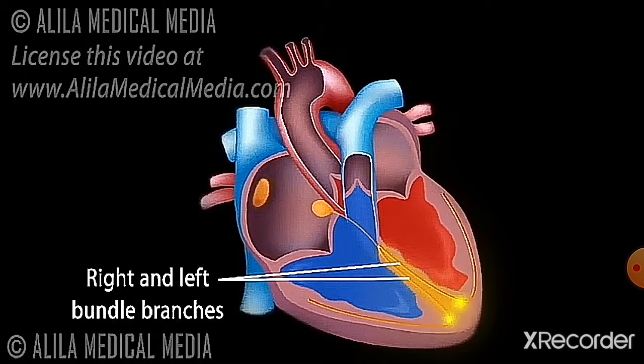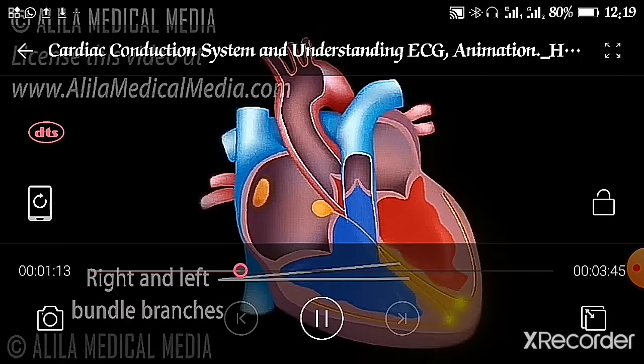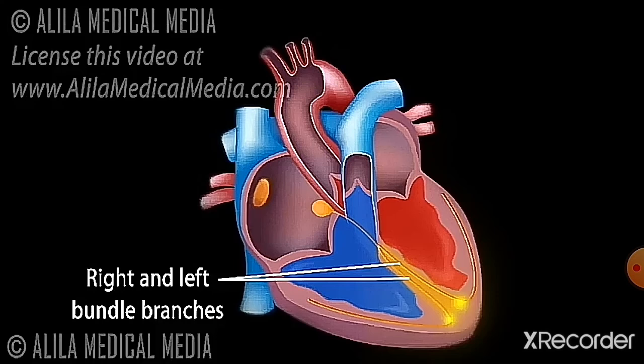Here you can see blood starts to fill into your ventricles. Into the right ventricle the blood comes from the right atrium through the tricuspid valve, and into the left ventricle the blood comes from the left atrium through the bicuspid or mitral valve. Now here you can see from the AV node it will reach the AV bundle, and from the AV bundle the impulses move forward and cover all your ventricles.